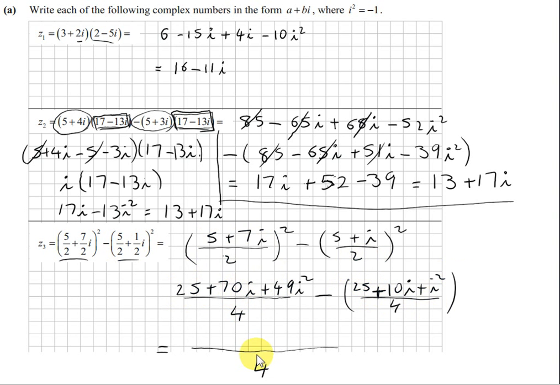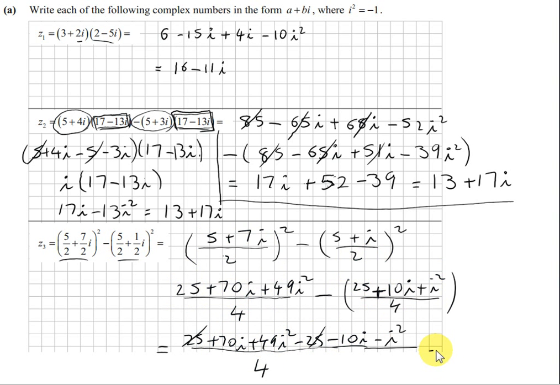Now we put these two fractions together, we have a common denominator of 4. So we have 25 plus 70i plus 49i squared. If I take the minus sign in here, we get minus 25 minus 10i minus 1i squared. So these 25s cancel out.